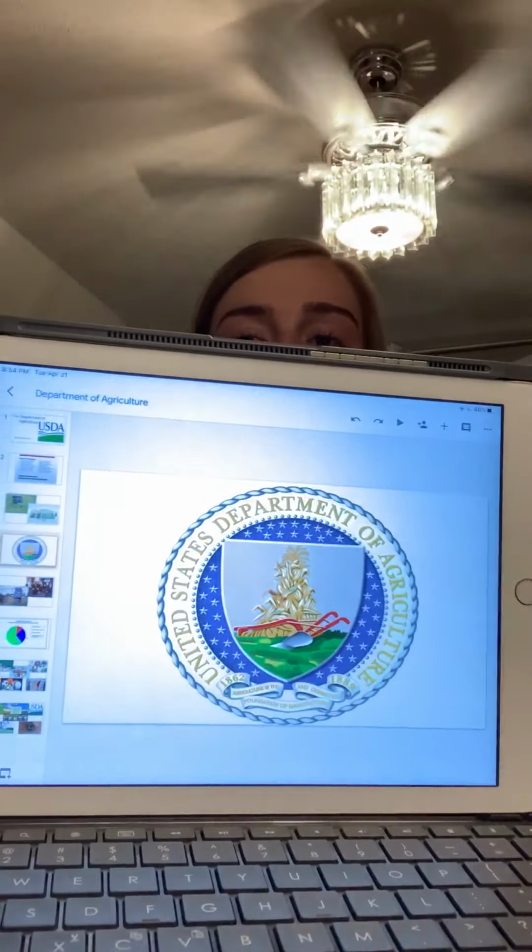The next slide is the United States Department of Agriculture, and this is kind of what the original look of the department was. It was founded in 1862 by President Abraham Lincoln. He signed into law an act of Congress establishing the United States Department of Agriculture.